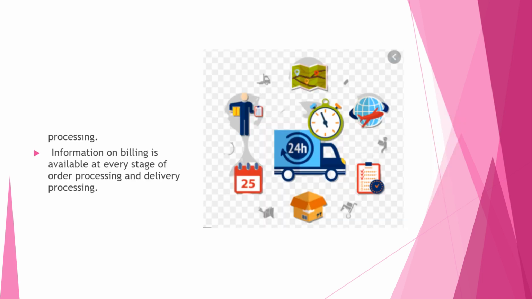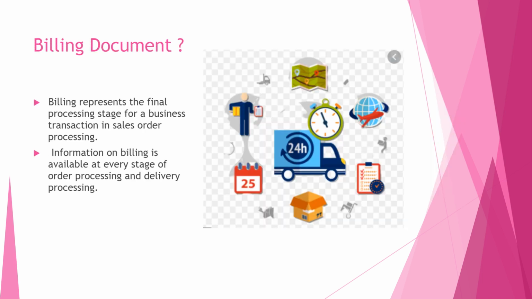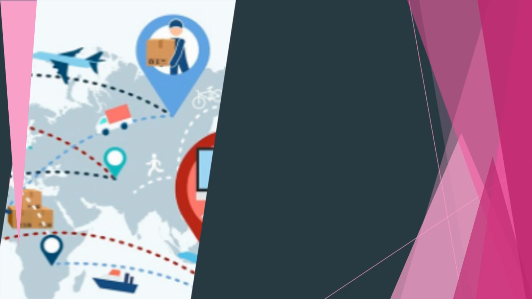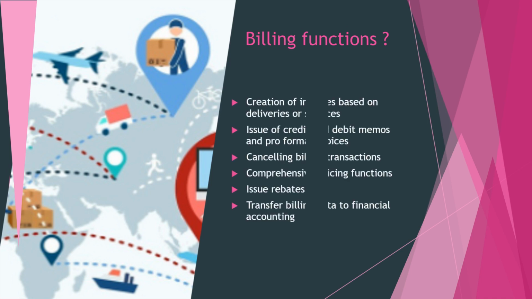Billing document? Billing represents the final processing stage for a business transaction in sales order processing. Information on billing is available at every stage of order processing and delivery processing. Billing functions? Creation of invoices based on deliveries or services, issue of credit and debit memos and pro forma invoices, cancelling billing transactions, comprehensive pricing functions, issue rebates, transfer billing data to financial accounting.